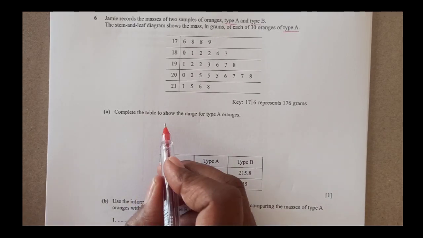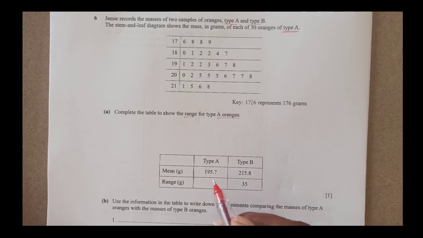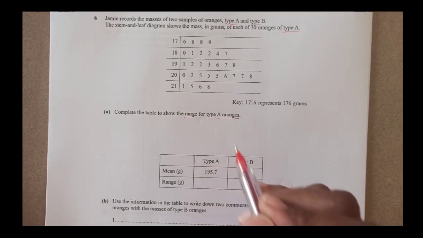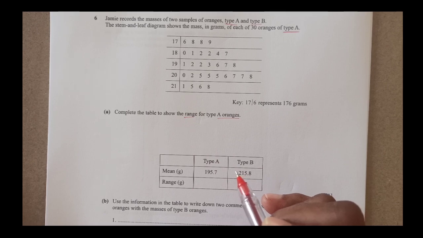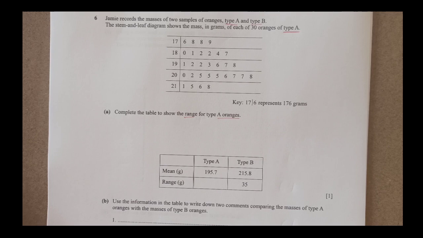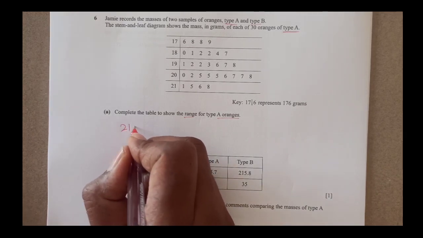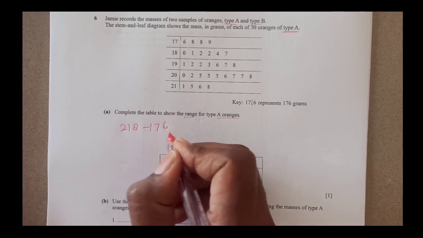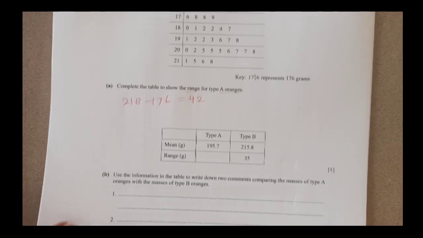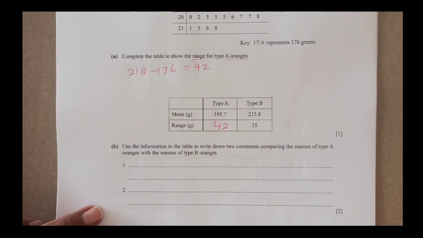Complete the table to show the range for type A oranges. So type A oranges, the range is going to be the maximum value minus the minimum, that is 218 minus 176, which is 42. So that is the range, 42. We are going to put it over here in type A, right?